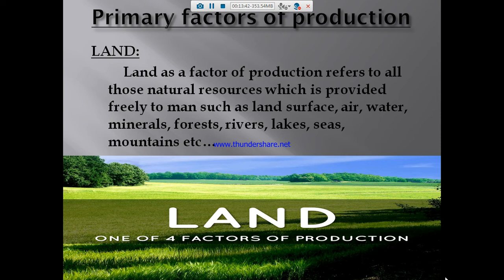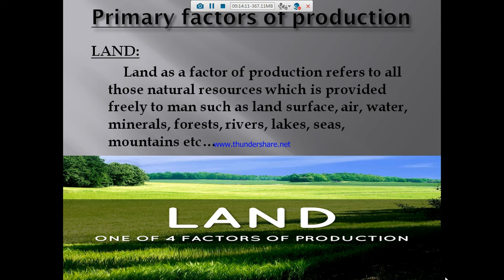So everything is produced by the man or is made by the man? No. Okay. So land as a factor of production refers to all those natural resources which are provided freely to man, such as land surface, air, water, minerals, forest, rivers, lakes, seas, mountains, etc.